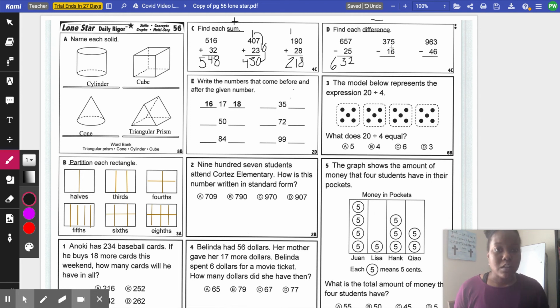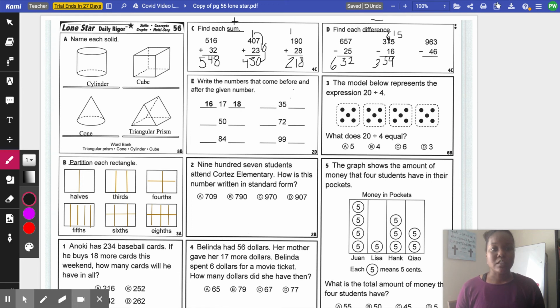Well, we start in our ones place, and we have more on the floor. We can't take 6 from 5. So we've got to go next door, get 10 more. So 7 turns into a 6, and the 5 is now 15. 15 take away 6 leaves us with 9. 6 take away 1 is 5, and 3 take away nothing is 3. The difference is 359.